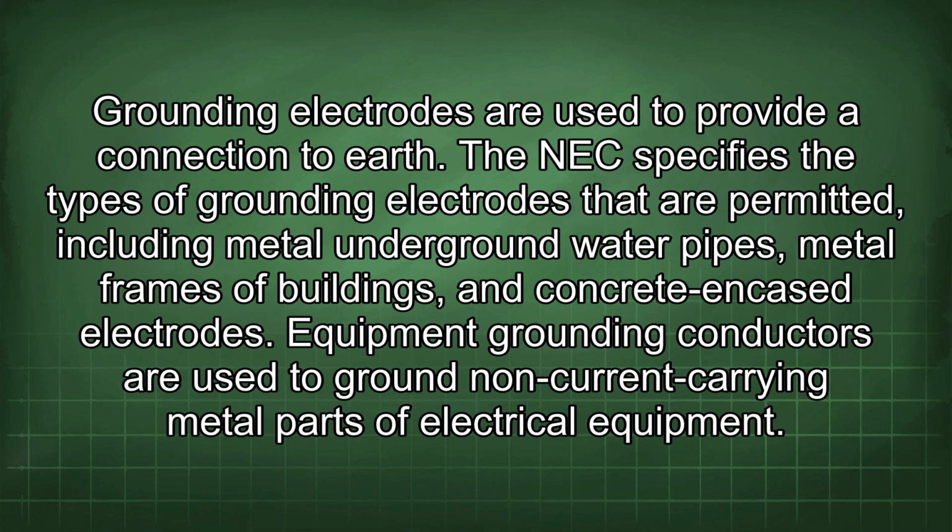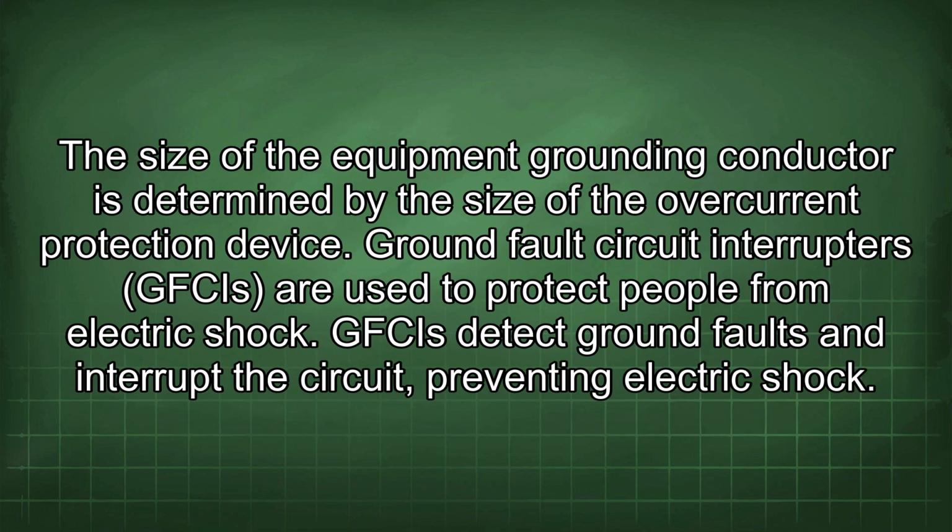The NEC specifies the types of grounding electrodes that are permitted, including metal underground water pipes, metal frames of buildings, and concrete encased electrodes. Equipment grounding conductors are used to ground non-current carrying metal parts of electrical equipment. The size of the equipment grounding conductor is determined by the size of the overcurrent protection device.